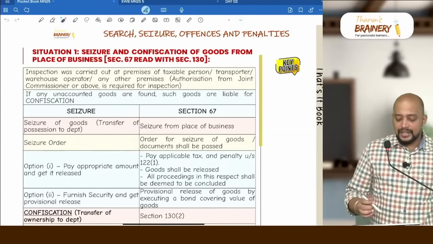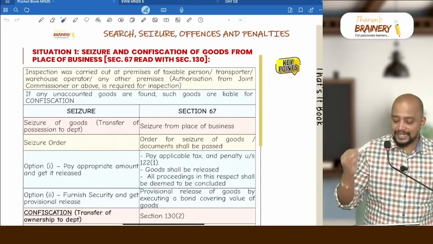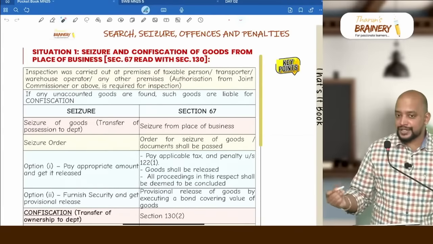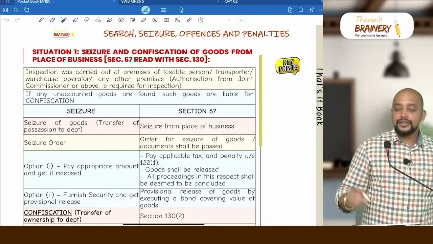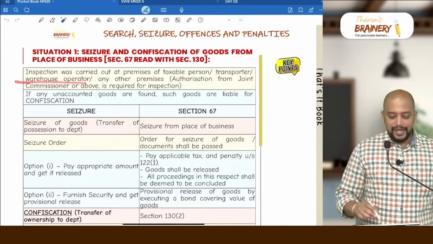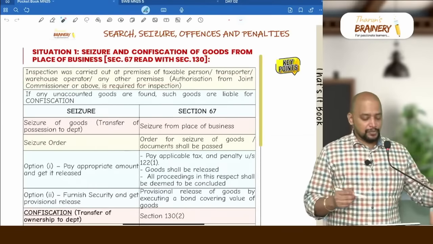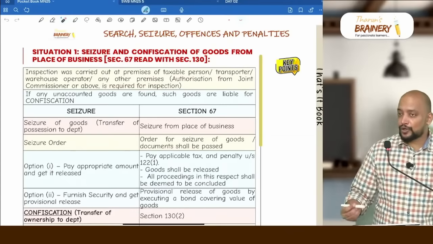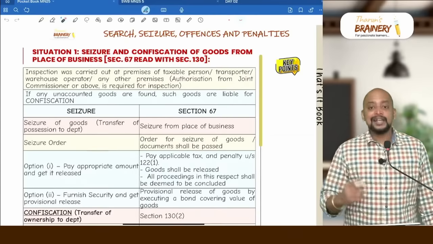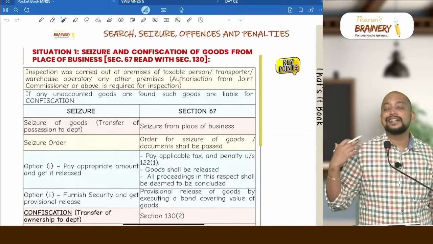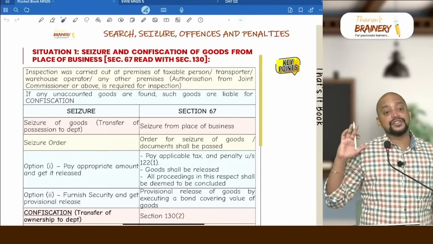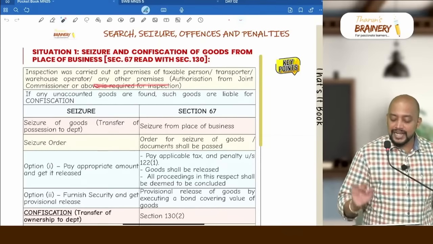Inspection will be carried out at the premises of the taxable person. Who is a taxable person? One who is registered or liable to be registered is known as a taxable person, okay. So not only registered, even liable to get registered. Then transporter, warehouse operator or any other premises. Question number 1, can the residential premises also be searched? Yes. If the proper officer has reason to believe that there are some goods or documents containing the details of the goods which are evaded under tax, they can do the search in a residential premise also, because they use the words any other premises.